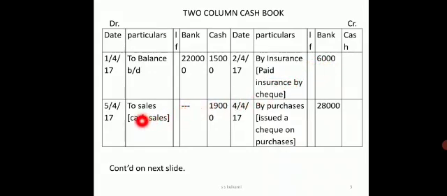Next, on 4th again I have purchases. So I will write purchased goods and issued by check. So check issued is for 28,000. So I will write by purchases, and in the bank column, because check payment is there, it will be 28,000 in the bank column, credited. So the journal entry will be purchases account debited to bank account. So bank is credited by purchases 28,000.